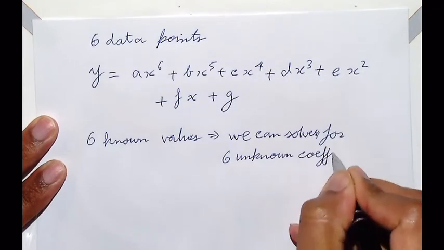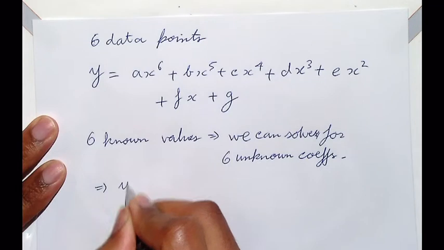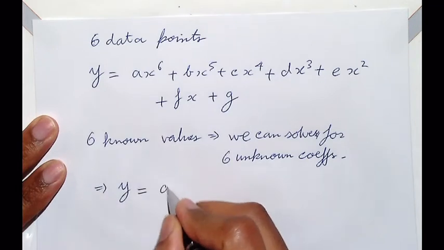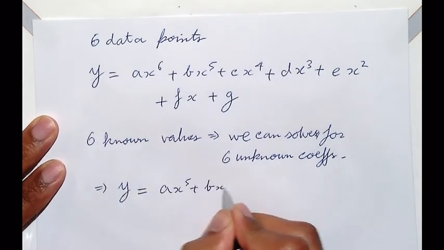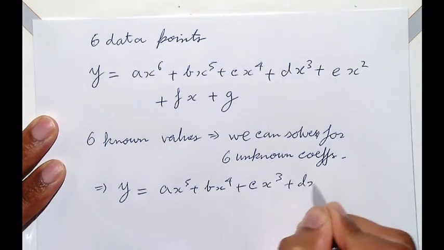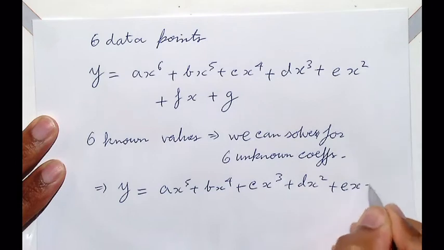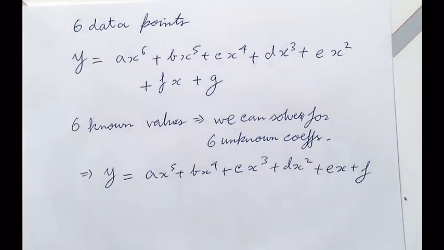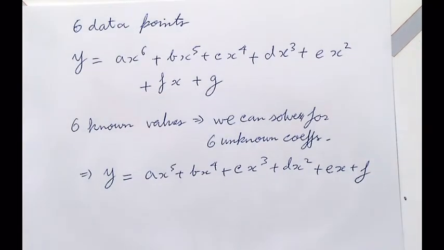So what is your new answer? 5. Perfect. So we have ax to the 5 plus bx to the 4, cx cubed, dx squared plus ex plus f. So now, if I know the 6 xy pairs, I can find out what the a, b, c, d, e, f values should be. Should I do that with the data I showed you? Should we compute this nice 5th degree polynomial?